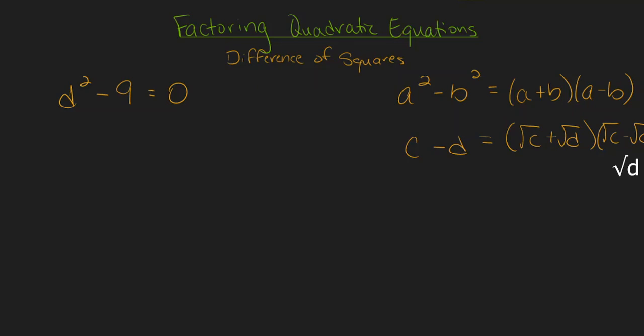So we can take a look at our terms in the equation d squared minus 9 and figure out how it would be factored. Our first term is the d squared. That is going to turn into the first part of each of our factors. So we have to take the term that we have, d squared, and take its square root. That will become the first term of each factor. The square root of d squared is d, so I know that both factors will begin with d.